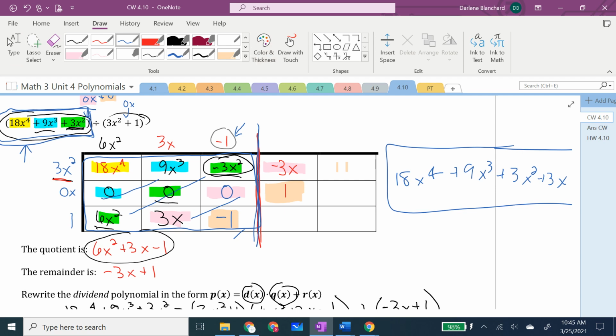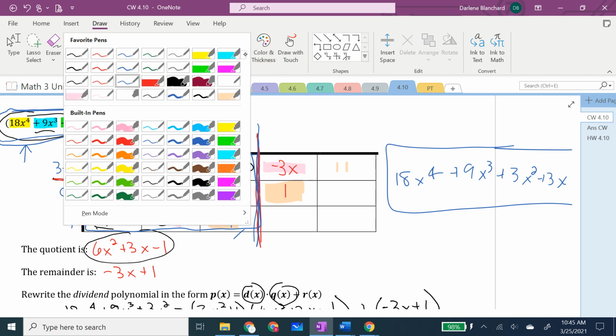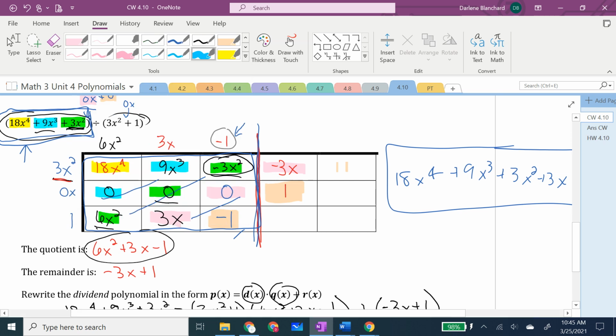let's see, what color can I use to not confuse? Maybe an orange highlight, but that's kind of dark. And I know that's going to be troublesome. Ooh, light blue highlight. No, I already have that. Okay, whatever.